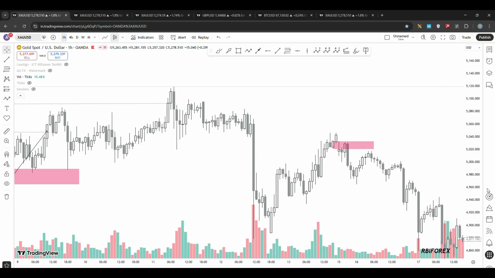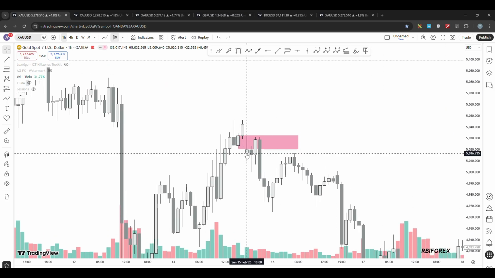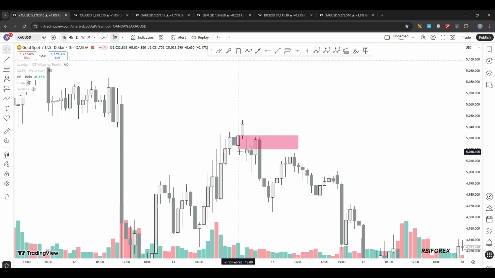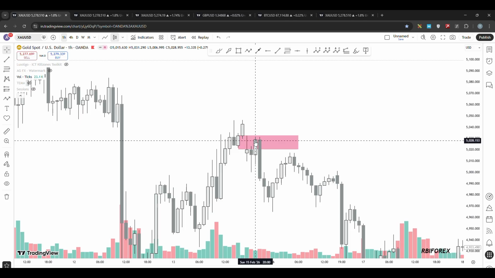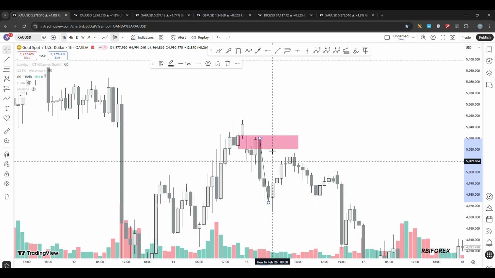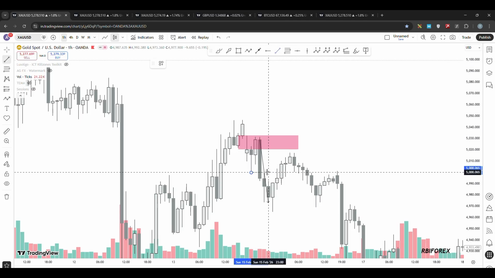Okay, so here we have got another example of volume imbalance where these two candles are once again not in contact with each other through their bodies, but their wicks are in contact, and you can see what happens is market goes up, taps into this zone, and from here gets immediately displaced to the downside. So you can look for a sell entry from this zone and target this liquidity.